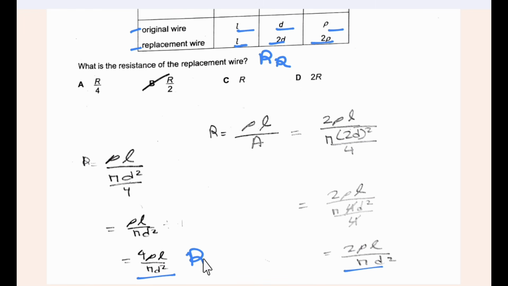That means 4 times greater is R. Since it is multiplied by 4, 4 is equal to R. So what is 2? 2 is equal to R by 4 into 2, that is R by 2. Or if we just compare, we can say that the resistance of the second wire is R by 2. So the answer should be B.